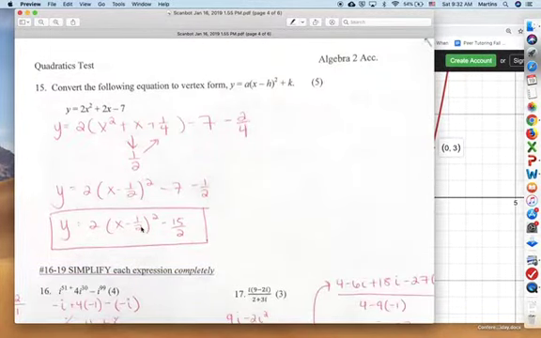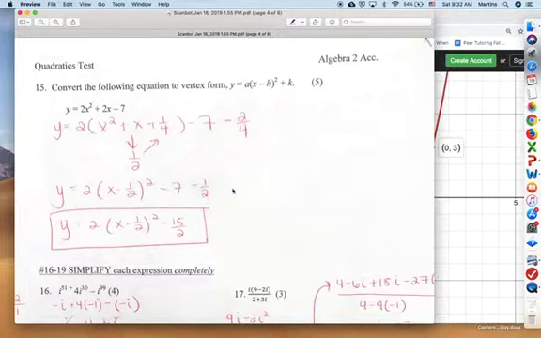And let's see, it looks like there's a mistake because it looks like this should be positive 1/2 and this here should be positive. So I want everyone to change this minus into a plus. Okay, I know I can't do it on my screen, but I see that mistake right here. That's going to be x plus 1/2 squared minus 7.